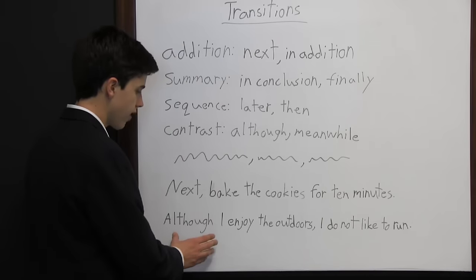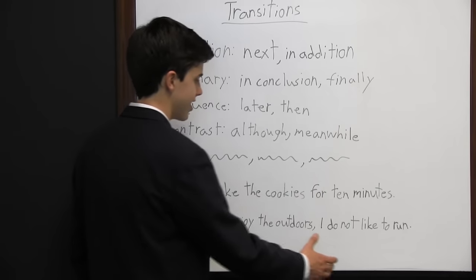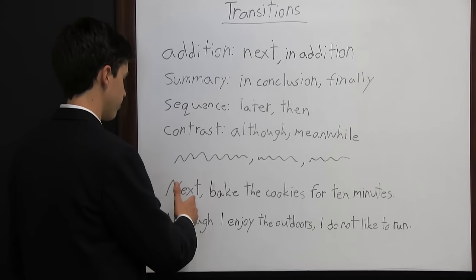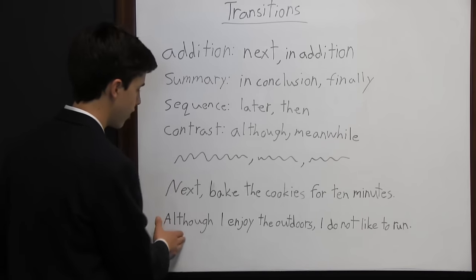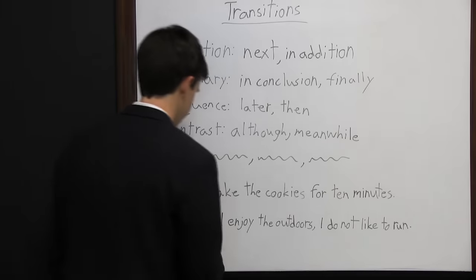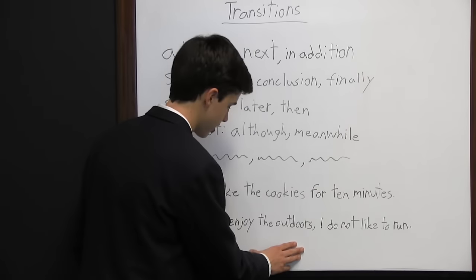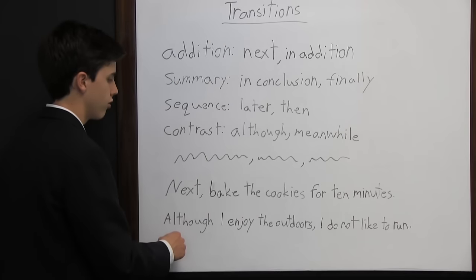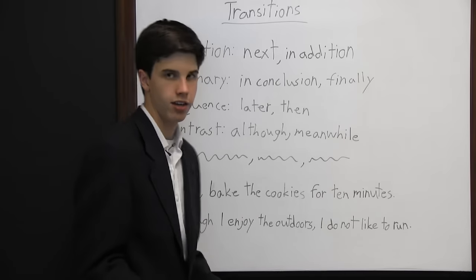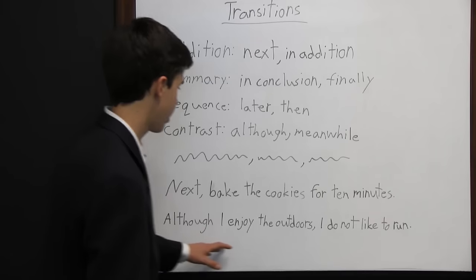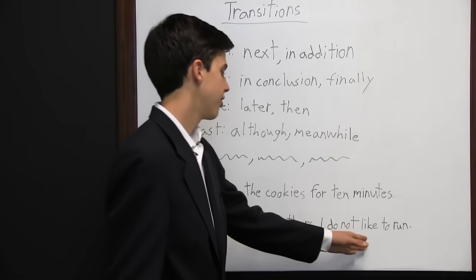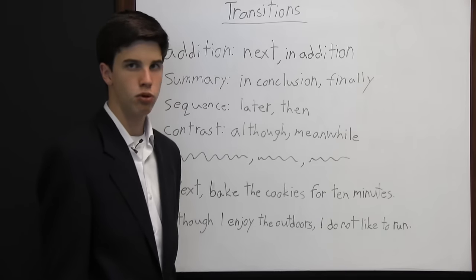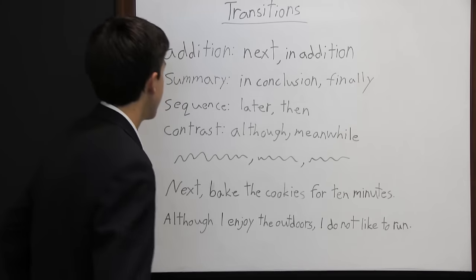Now, notice that in certain cases, you have to continue the sentence for it to make sense. Like here, it wouldn't matter whether next was here or not. But since you put although right here, you have to finish the sentence. You couldn't say, although I enjoy the outdoors. Because I enjoy the outdoors makes sense by itself, but once you add although to it, you're telling the reader that there's something else that needs to come. So after you put, although I enjoy the outdoors, you have to put, I do not like to run, to finish out the sentence.